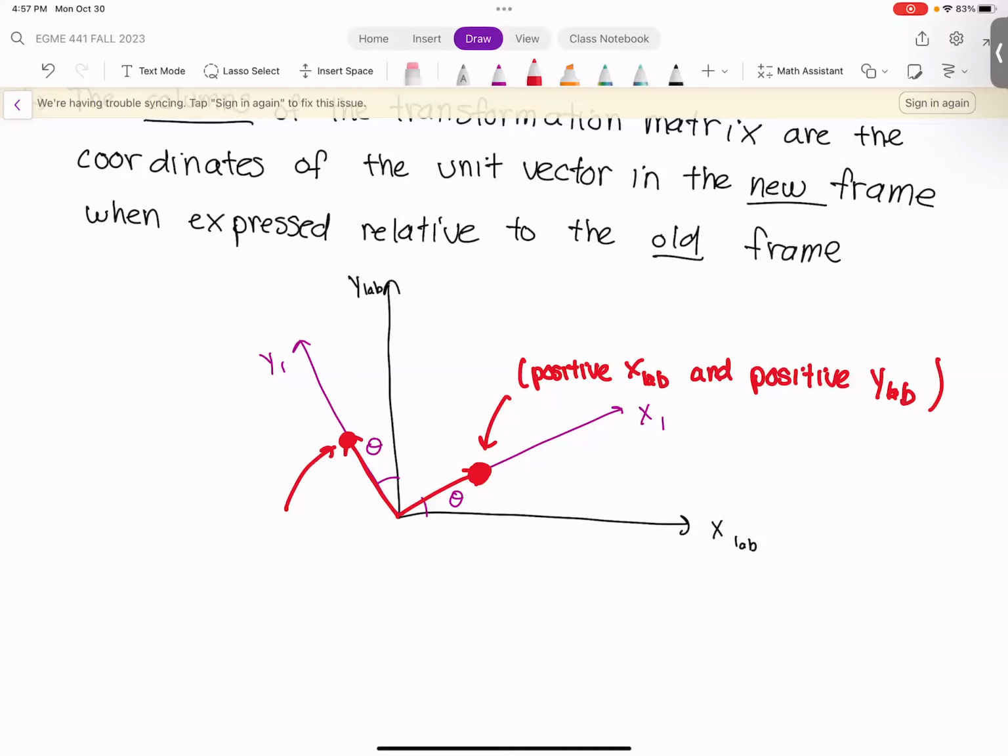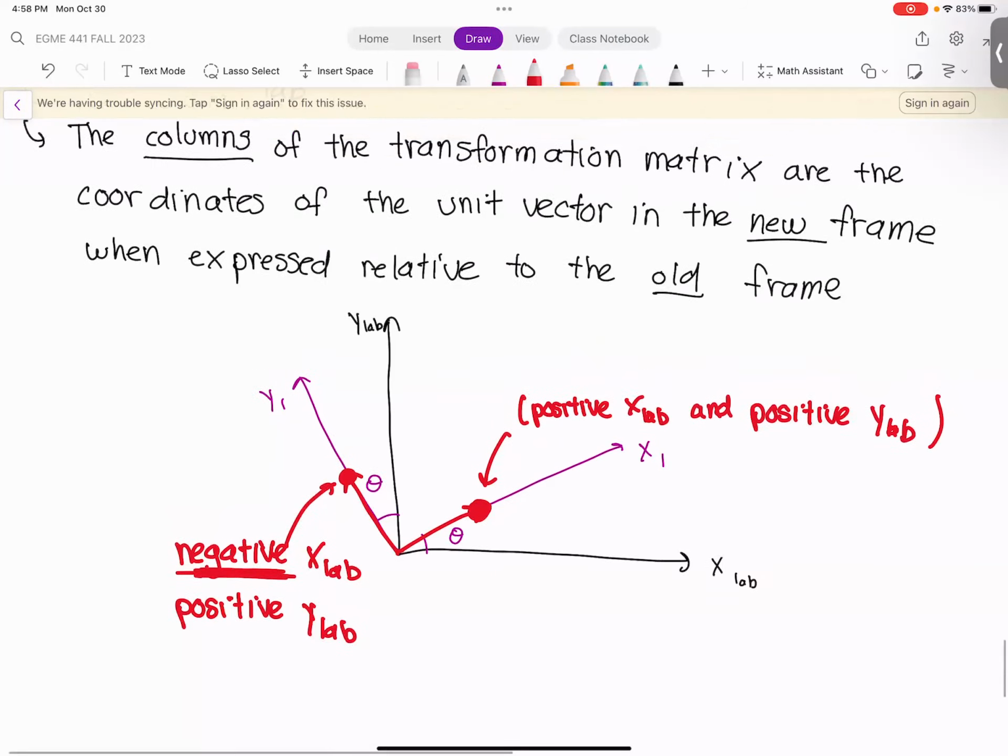Whereas this unit vector right here is in the positive y lab direction. It's above the origin here, and so its y lab coordinate is positive, but it's to the left in x lab. And so this point right here is negative x lab and positive y lab. This negative right here tells you where that negative is going to be.